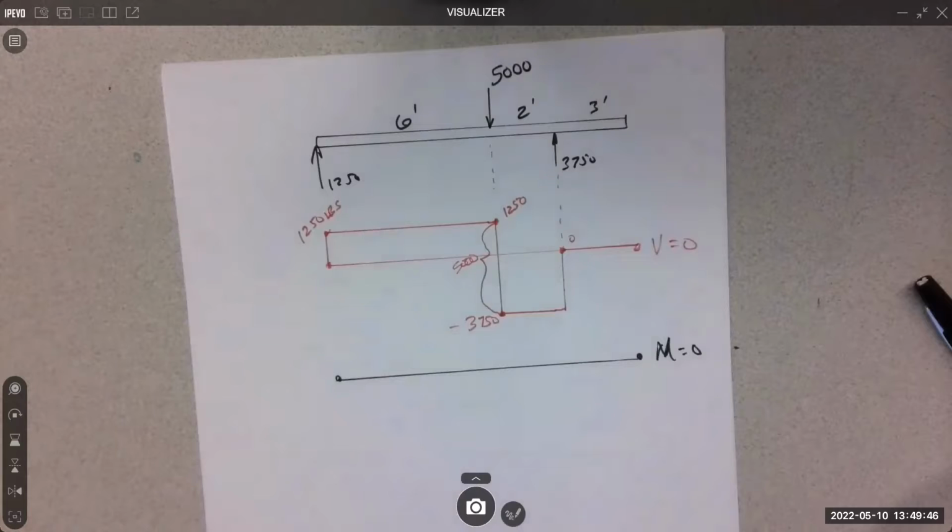So if I was going to calculate shear stress, I want to use the maximum shear force. The maximum shear force is always the biggest number in absolute value. I don't care if it's positive or negative, it's the biggest number on the graph. So that would be 3750 for max shear.